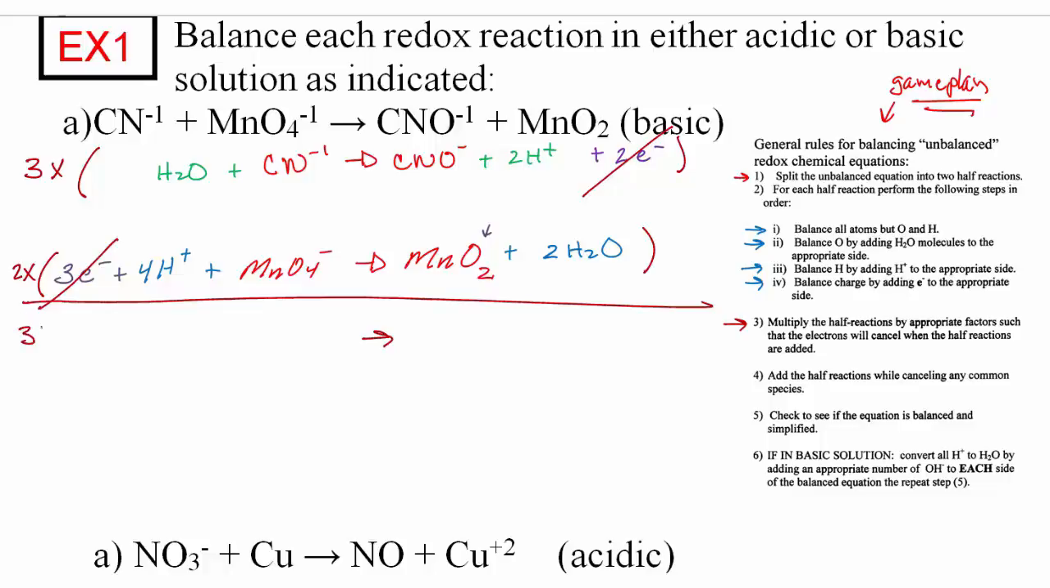So I'll have 3 waters plus 3 cyanides, 8 hydrogen ions, and 2 permanganates.